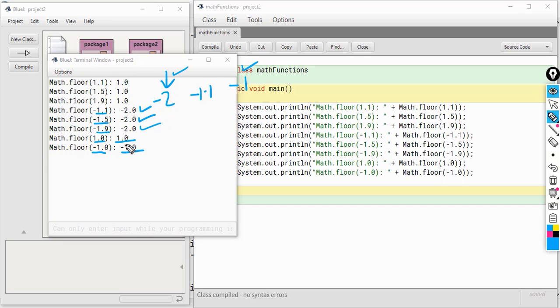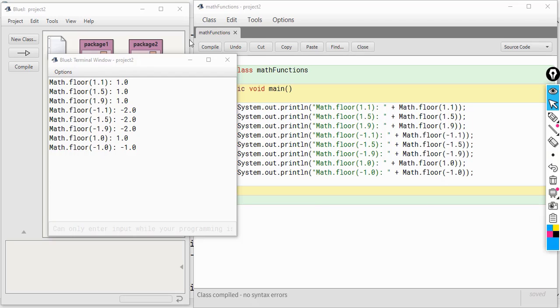So I hope you have understood what is ceil and what is floor. You need to find the two numbers between which the given number is located, and then for ceil you need to take the bigger number between the two numbers as the answer, and for floor you have to take the smaller one. So I hope ceil and floor is clear.